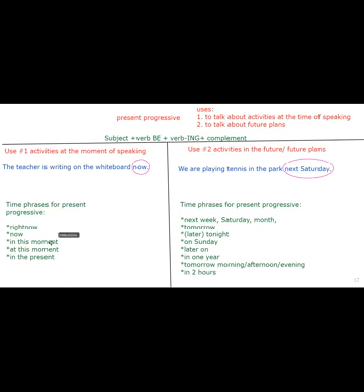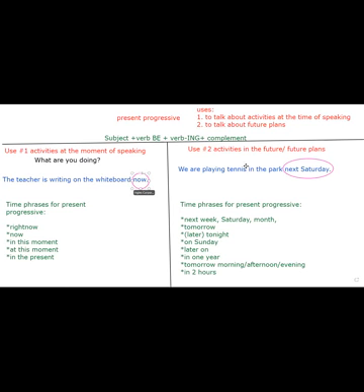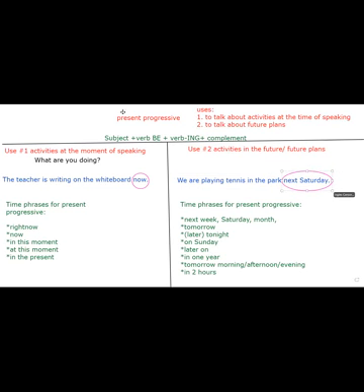Yes, exactly. For example, let's put here the question. Yesterday we were asking the question, for example, here, what are you doing? That was the question, right? What are you doing? I am writing on the whiteboard. That is the question that we can use. Right? That is going to be for the present progressive. Right here, we're going to use another one for present progressive in the future. We just put here, what are you doing?